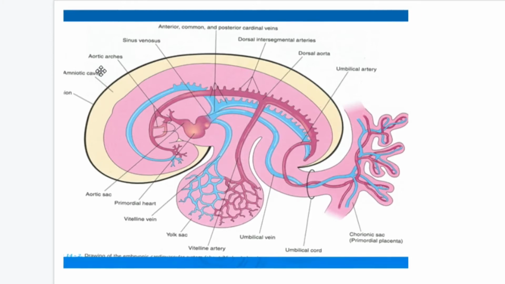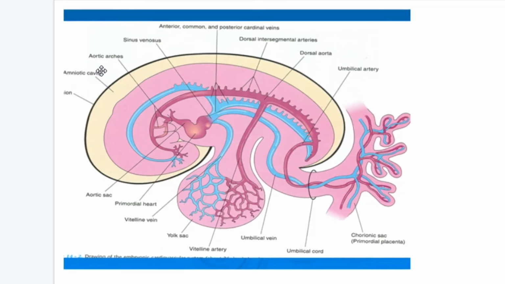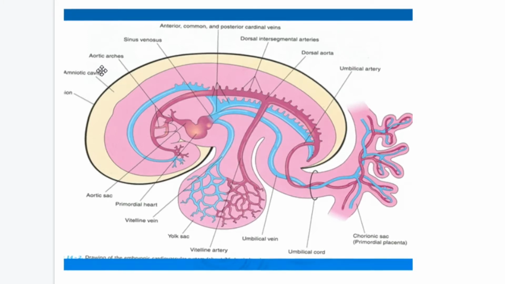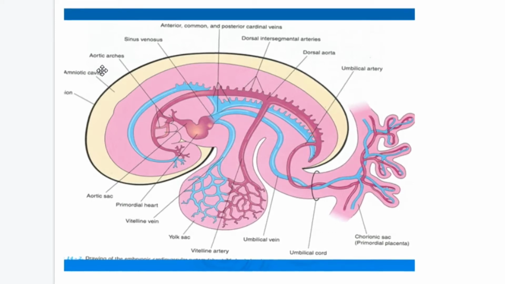The intersegmental arteries are in the various regions of the body, that is, they are present in the lumbar area, they are present in the thoracic area, they are present in the cervical area. If they are present in the cervical area, they are later on going to form the vertebral artery. In the thoracic area, they give rise to the intercostal arteries, and the lumbar arteries will be forming those that are formed in the lumbar area.